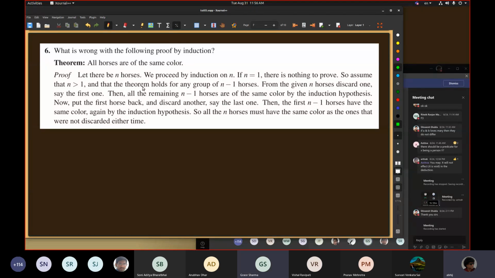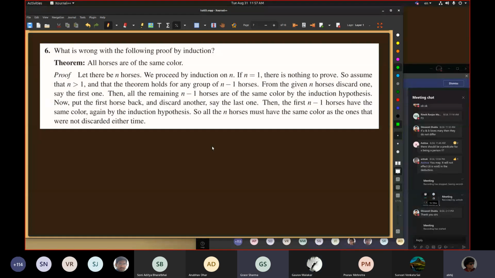Sir, I think the problem is with the base case. We have to take base n equal to 2, then this theorem will be correct. I think the base case should be 2 for the theorem to be true. Is there a problem with n equal to 2? N equal to 1 is the base case, no problem, right? Why is the base wrong?